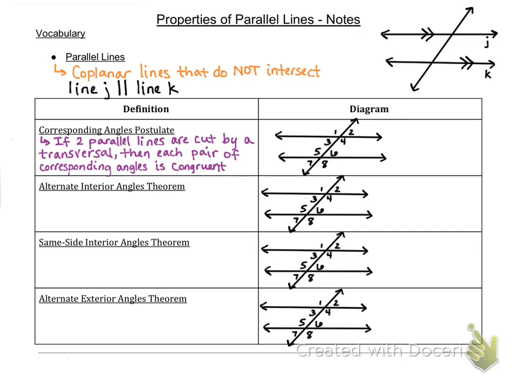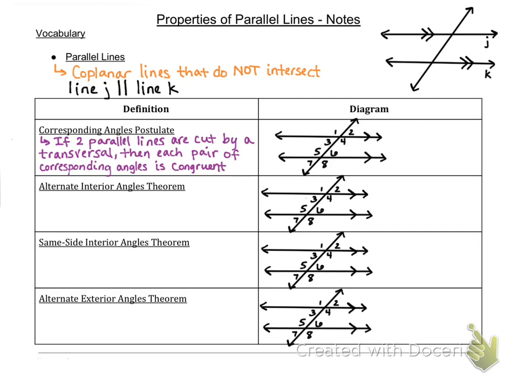Let's look at our first postulate, which is the corresponding angles postulate. This says if there's two parallel lines cut by a transversal, then each pair of corresponding angles is congruent. Looking at the diagram, we can tell that the two lines are parallel because of the arrows on them. Then we're going to find the corresponding angles and write that they are congruent.